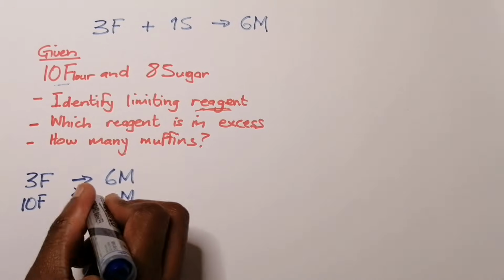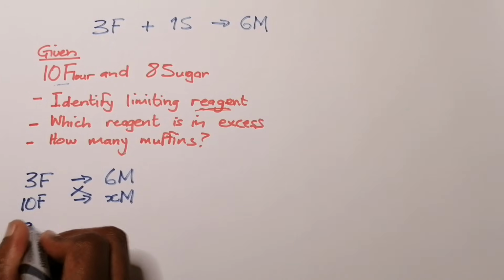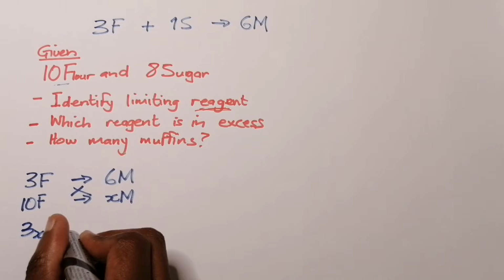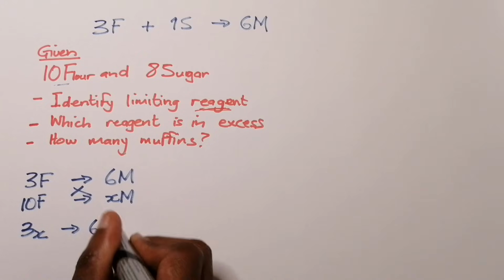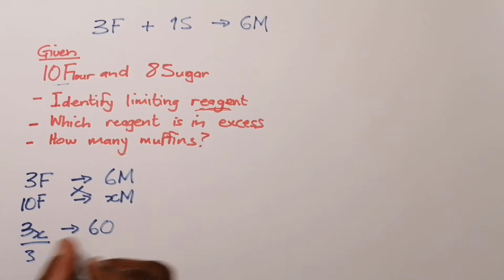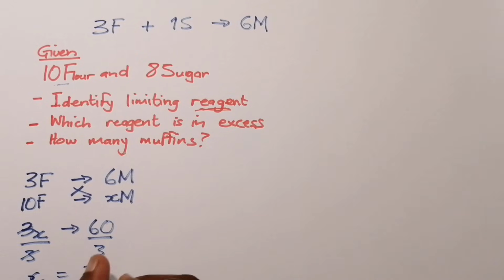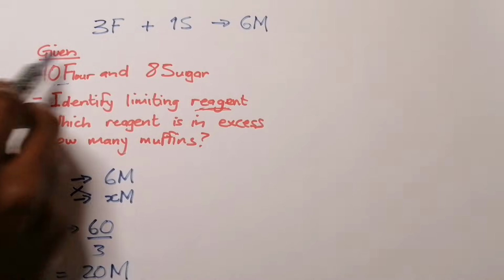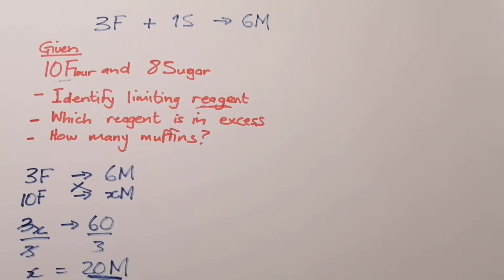Right, so we're going to say, all right, 3 multiplied by x, that will give me 3x, okay? And if I say 10 multiplied by 6, that will give me 60. So let's divide both sides by 3. And so x will be equal to 20 muffins. So it means if I'm able to use all of the flour, I would be able to produce 20 muffins. All right. Of course, that's if the sugar does not limit us.